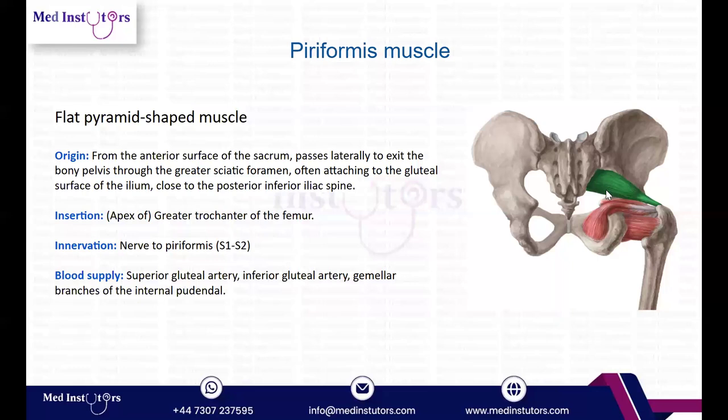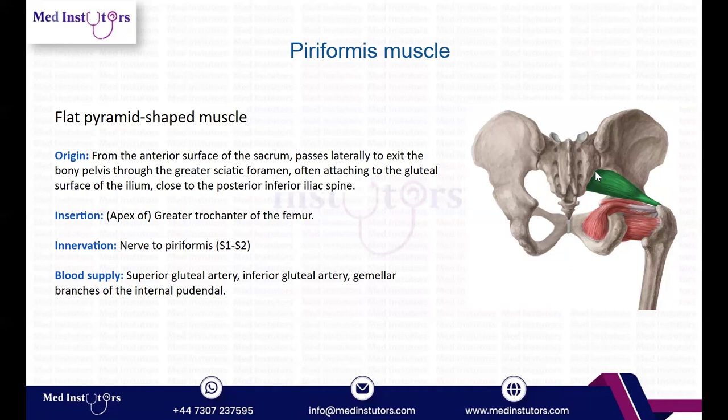This shows the attachments of piriformis muscle. Please try to make yourself familiar with such muscles. Have a look at the shape of the muscle. It is a flat muscle which has a pyramid shape, and if you can see here, it is inserting on the greater trochanter of femur. And where is it coming from? It is coming from the anterior surface of the sacrum.